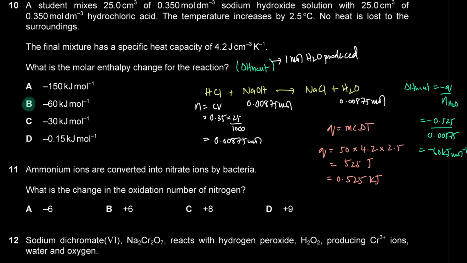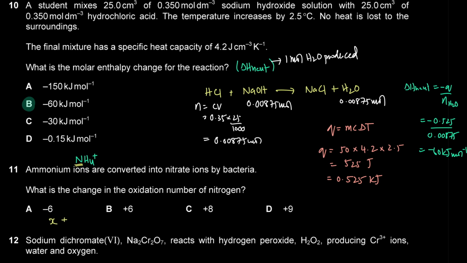Ammonium ions are converted into nitrate ions by bacteria. What is the change in the oxidation number of nitrogen? So let's start with ammonium ions, right? Ammonium ions are NH4+. What's the oxidation number of nitrogen in ammonium ions? Let's say that the oxidation number is X.